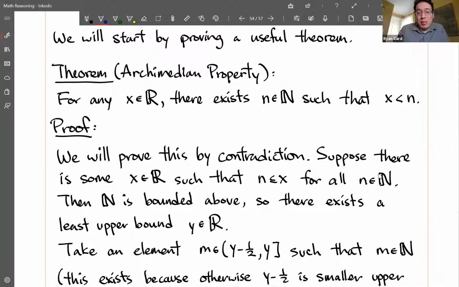So we'll prove this by contradiction, right? So suppose there's some real number x such that x is larger or equal to any natural number that you could think of. So that means the natural numbers are bounded. So there exists a least upper bound, y.